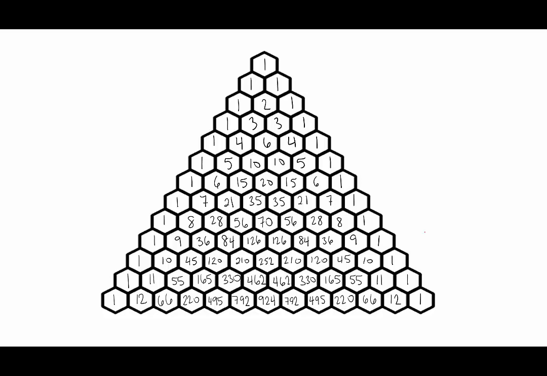Okay, well, some things we might see is that the outside edges are always 1s, right? I mean, that's always going to be because there's never going to be a different number there. You might notice this diagonal. We have 1, 2, 3, 4, 5, 6, 7, 8, 9, 10, 11, 12.